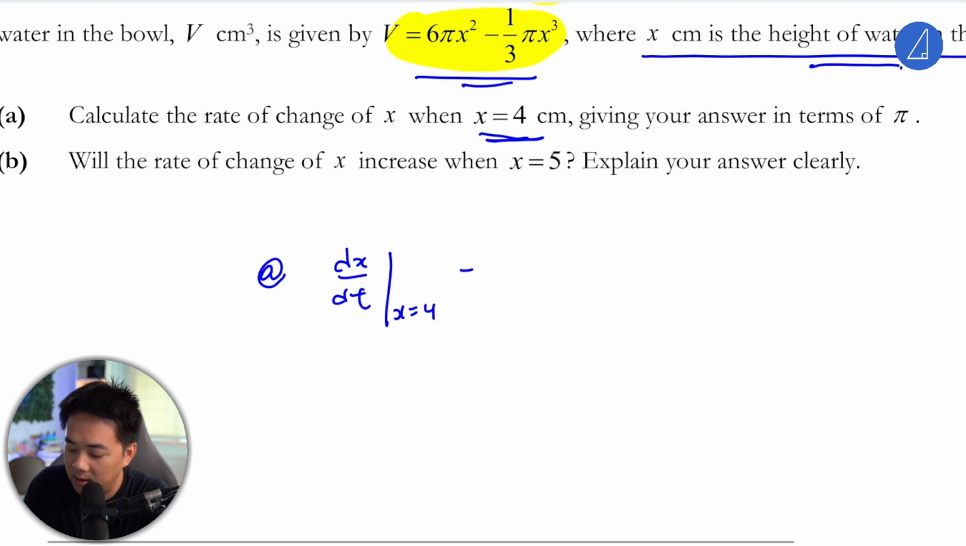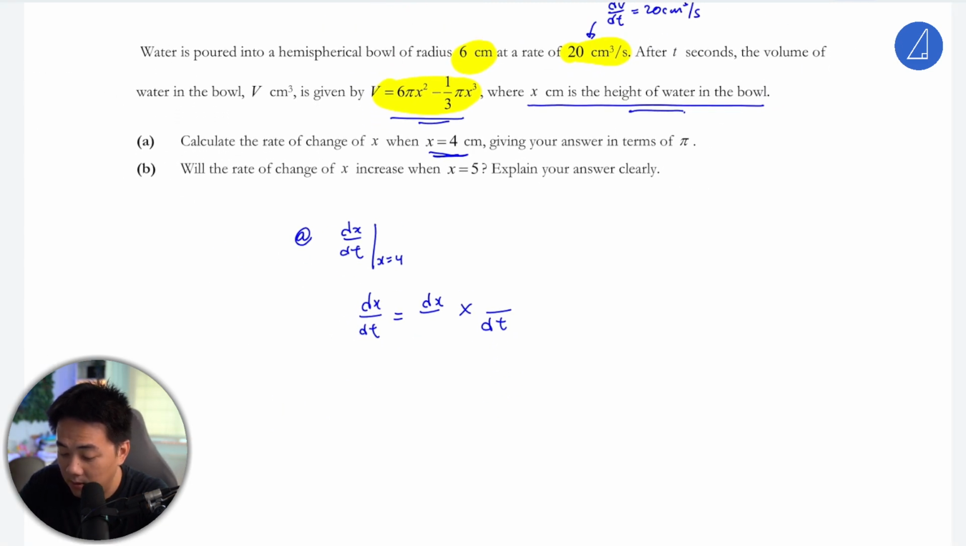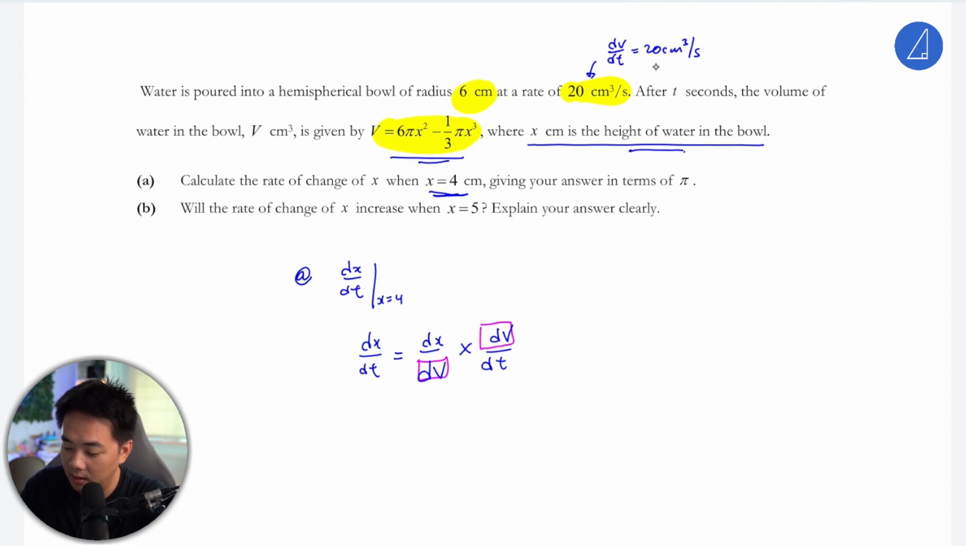If you want dx/dt, you should just use the chain rule. Typically you write dx/something multiplied by something/dt. Then ask yourself what you should place here, and what you should place here. If this is dV, this will be dV. This is dr, this will be dr. So in this case it should be dV, right? Because we already have dV/dt, and also dx/dt, and also V in terms of x. So that's what we're going to do.